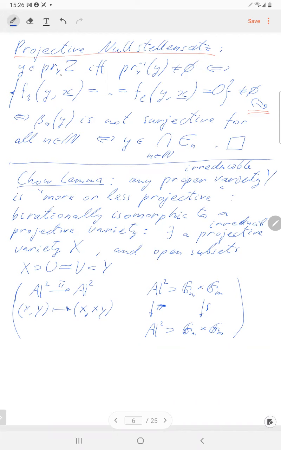Pardon me? Say it again. Why is A2 not equal to G_m times G_m, the Cartesian product? Because in A2 there are points with zero coordinates. Yeah, and in G_m times G_m all the coordinates are non-zero. Thank you. Welcome.